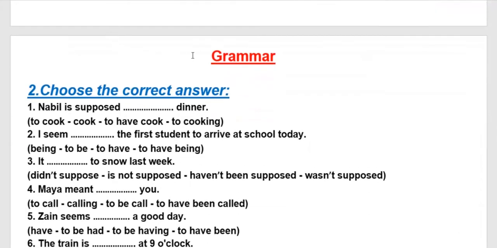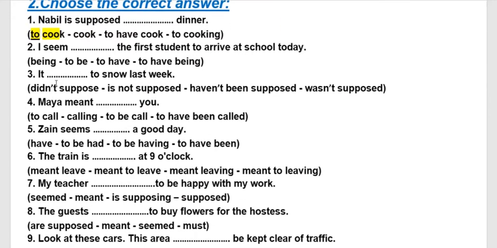Now the part of grammar. Choose the correct answer. In this part of grammar, we are going to know the difference between using meant to, supposed to, seems to, and so on. Okay, choose. Nabil is supposed to cook. I seem to be the first student to arrive.